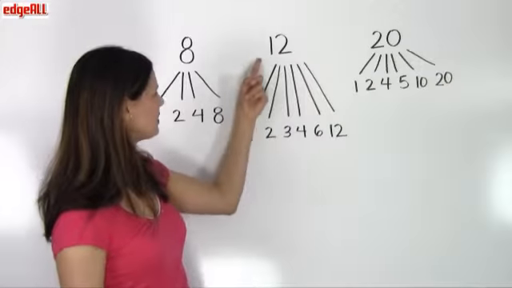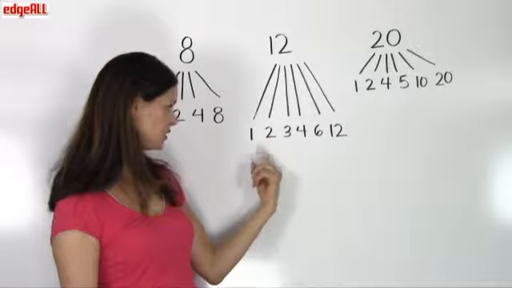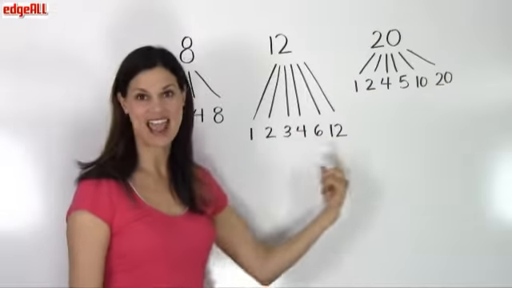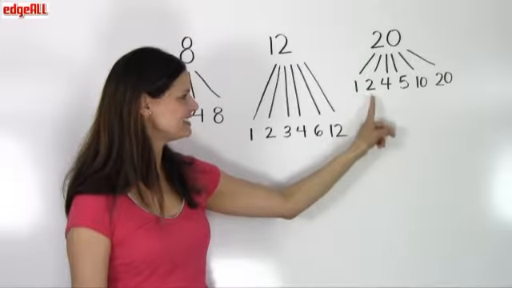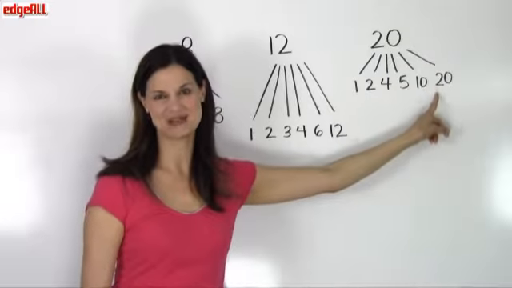In this example here with the 12, the factors of 12 are 1, 2, 3, 4, 6, and 12. The factors of 20 are 1, 2, 4, 5, 10, and 20.